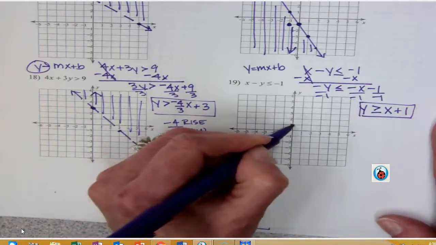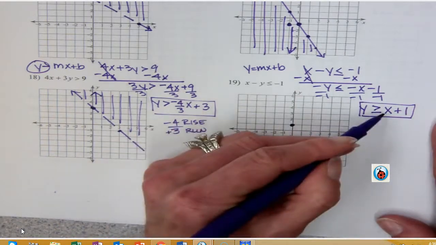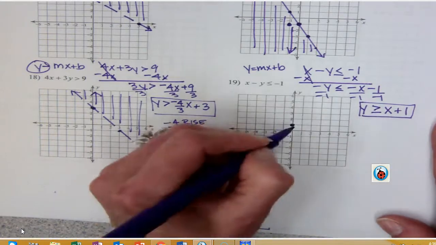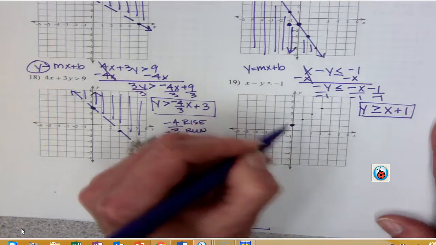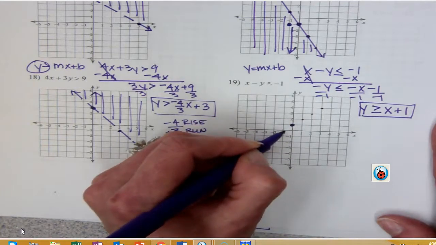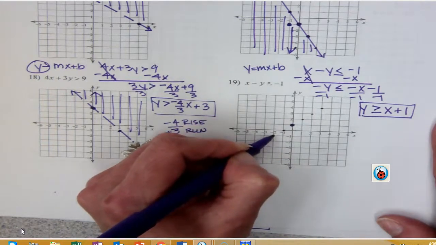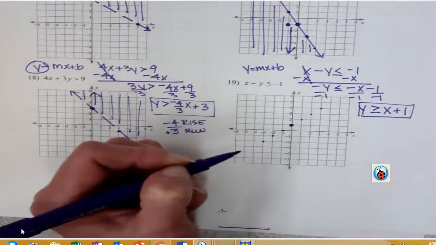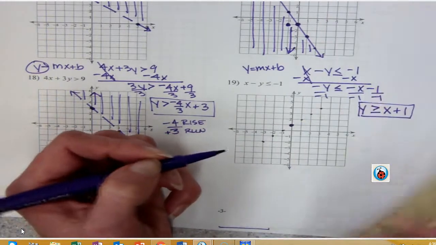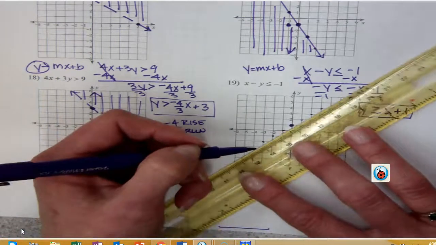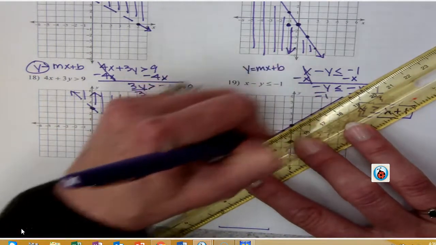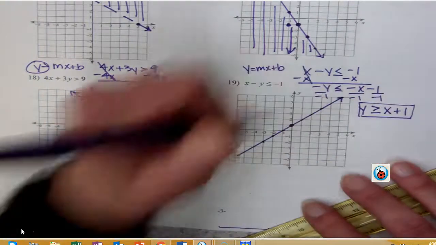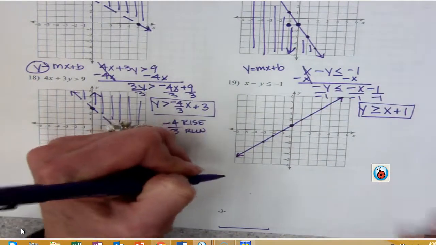So I'm going to go up to positive 1. My slope is 1. So I'm going to go up 1 over 1, up 1 over 1, up 1 over 1, or I could go down 1 to the left. As long as both are the same sign, both positive or both negative, they will both give me a positive slope. So there you have it.